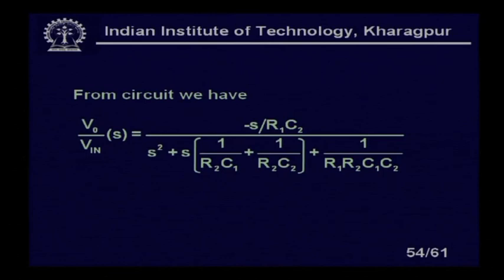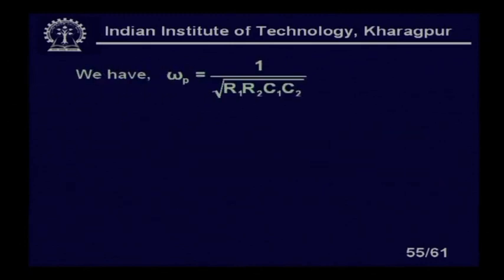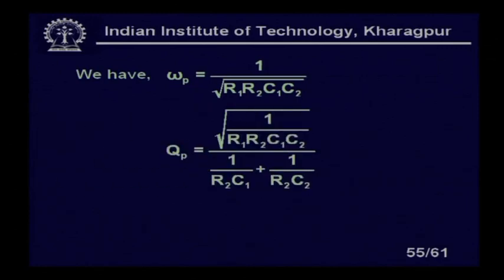Now, from the circuit we can write: minus S upon R 1 C 2, upon S square plus S times (1 upon R 2 C 1 plus 1 upon R 2 C 2) plus 1 upon R 1 R 2 C 1 C 2. We have omega p equal to 1 upon root over R 1 R 2 C 1 C 2, Q p equal to square root of 1 upon R 1 R 2 C 1 C 2, and the whole upon (1 upon R 2 C 1 plus 1 upon R 2 C 2), right, and gain constant k equal to 1 by R 1 C 2.